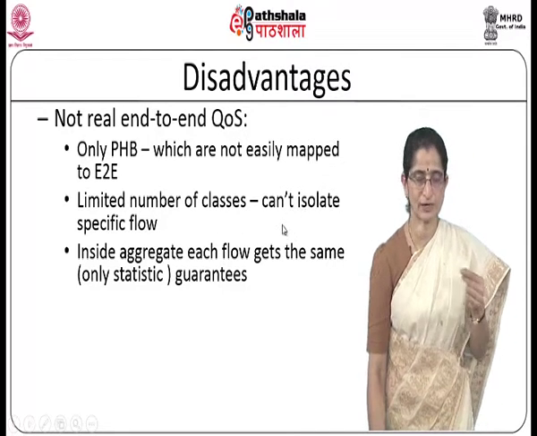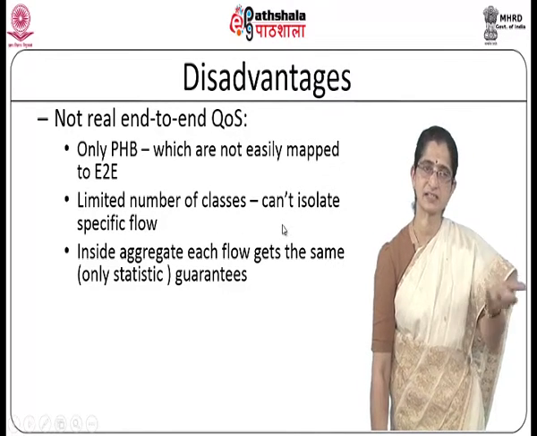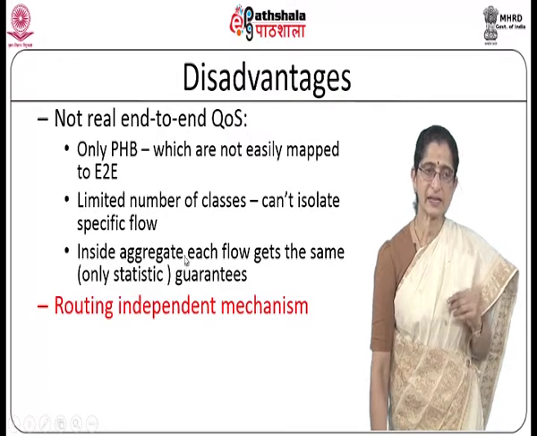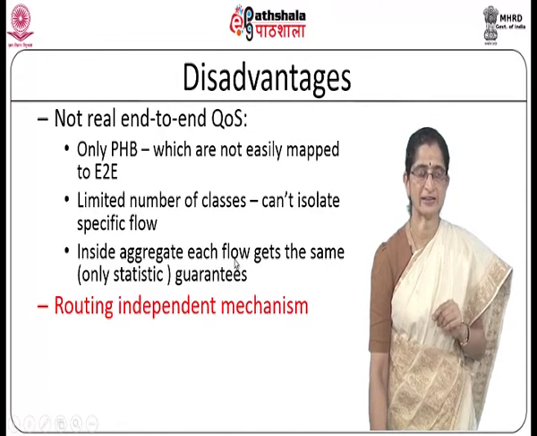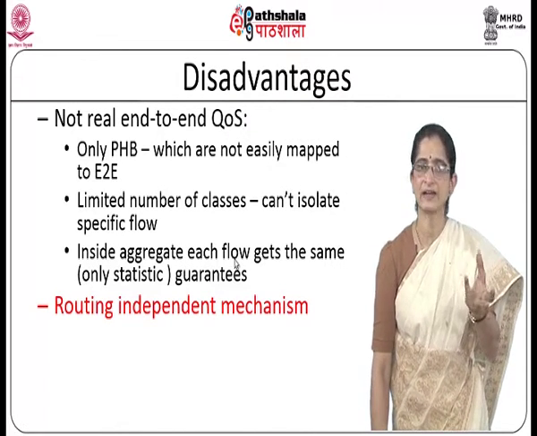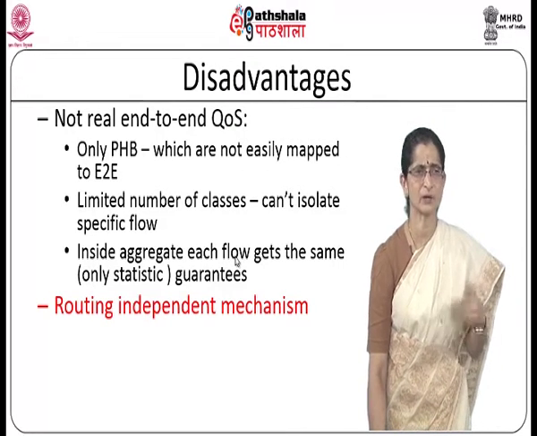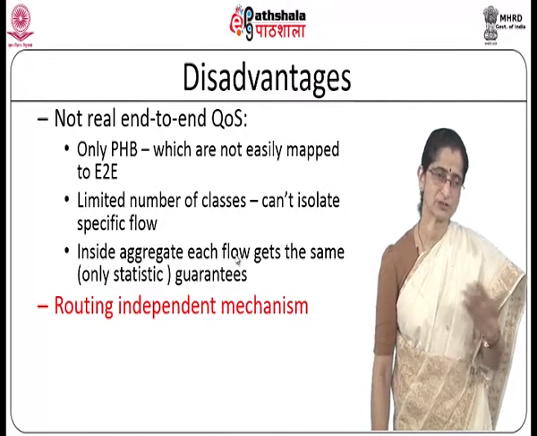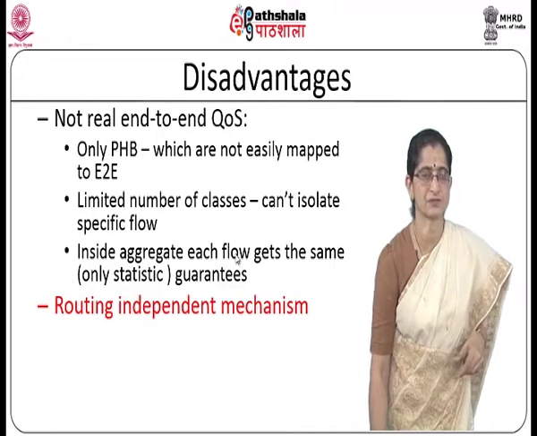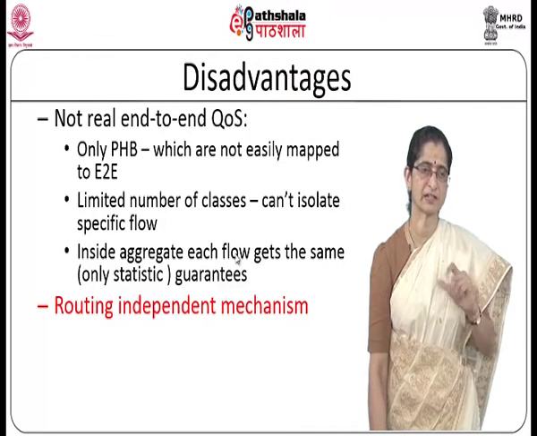So you can't isolate a specific flow. In that sense, it is limited. And inside an aggregate, each flow gets the same guarantees because you're only providing aggregate guarantees. You can look at that as a disadvantage, but that also happens to be the advantage of DiffServ. So it's basically a difference of perspective.